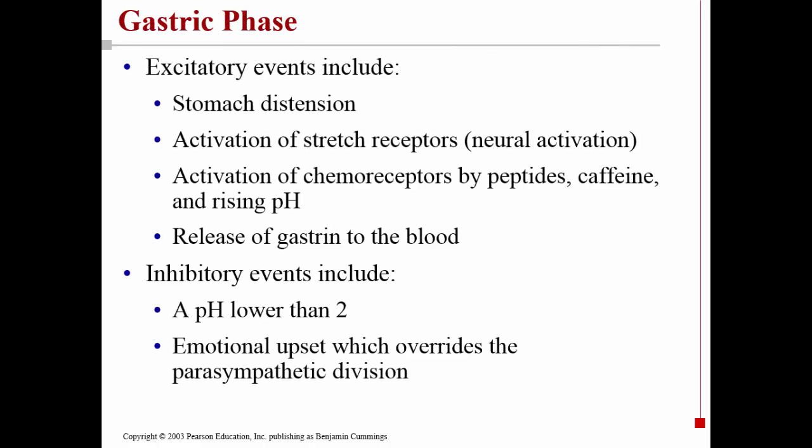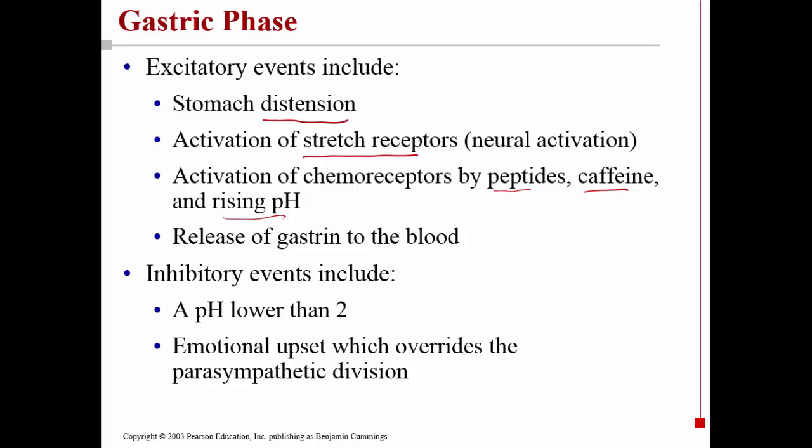Now what about once food gets to your stomach? Well, what can trigger the release of gastrin through a reflex? Well, when your stomach starts to fill up, it distends, which means it stretches, and this can activate stretch receptors, and that will trigger a release of gastrin in your stomach, causing the release of hydrochloric acid and smooth muscle contraction. Sometimes certain chemicals such as peptides or caffeine, or a rising pH, meaning a pH greater than 7, can trigger a reflex that causes the release of gastrin.